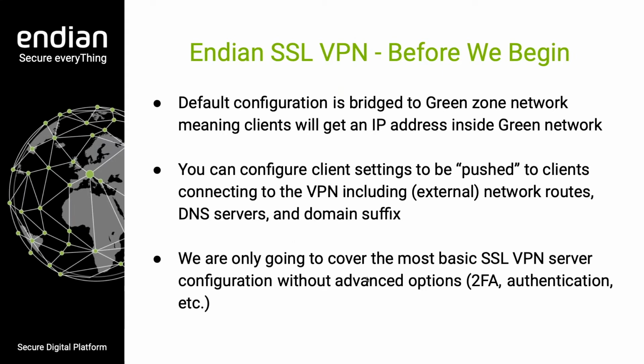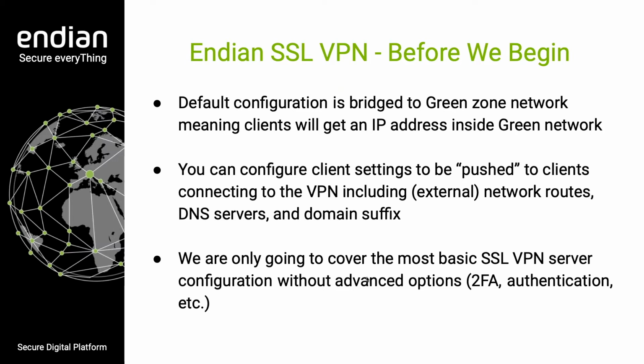So like we just talked about, and for those of you who aren't familiar with Endian, we use color-coded network zones to designate the different traditional networks that you would find on an Endian device. The two that are relevant for this conversation are the red zone, which is the internet, your primary internet connection, and the green zone, which is your most trusted local area network.